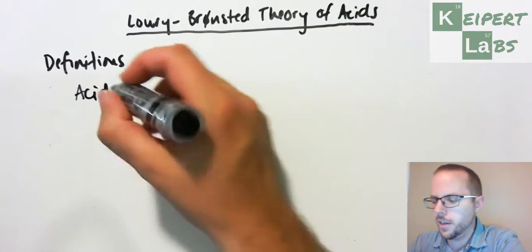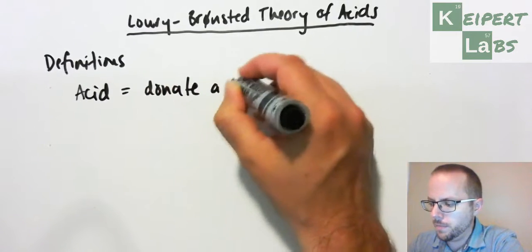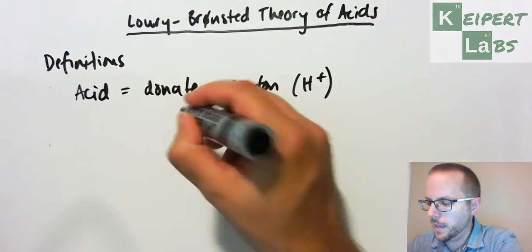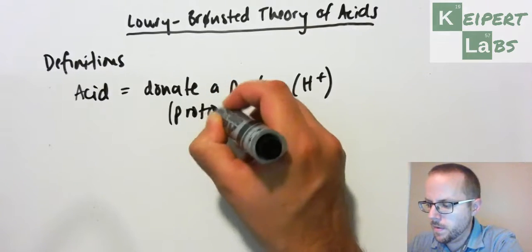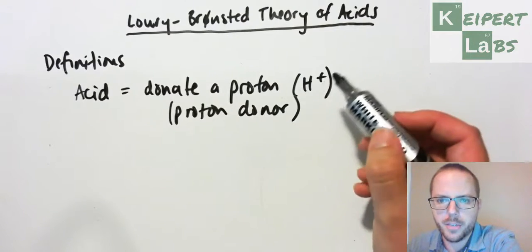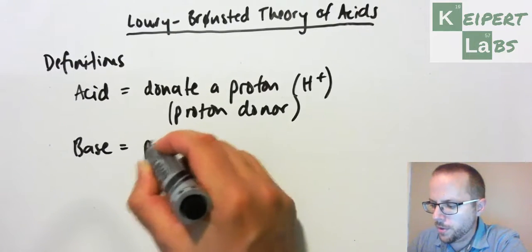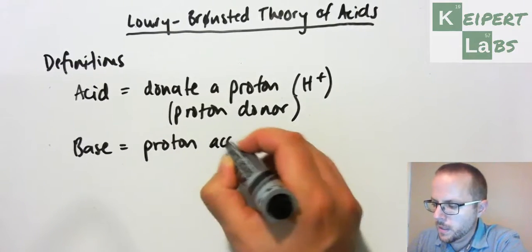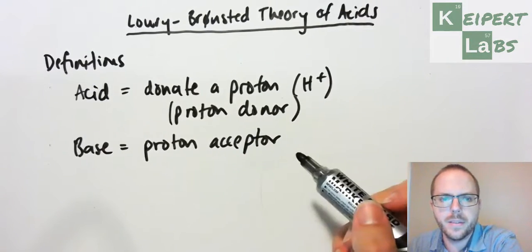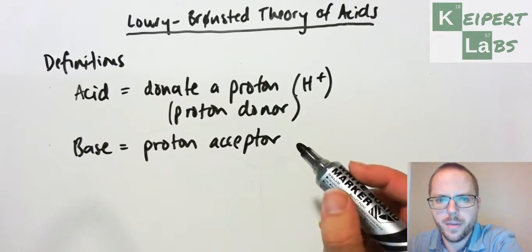rather than producing hydrogen ions in water, was something that could donate a proton, which was a hydrogen ion. Okay, so that is a proton donor. So an acid is something that is able to donate a proton, an H+ ion, to something else. And that something else is a base. So that is a proton acceptor: any substance that is able to accept a proton given by an acid. Okay, so those are the definitions that we're working with in this theory.